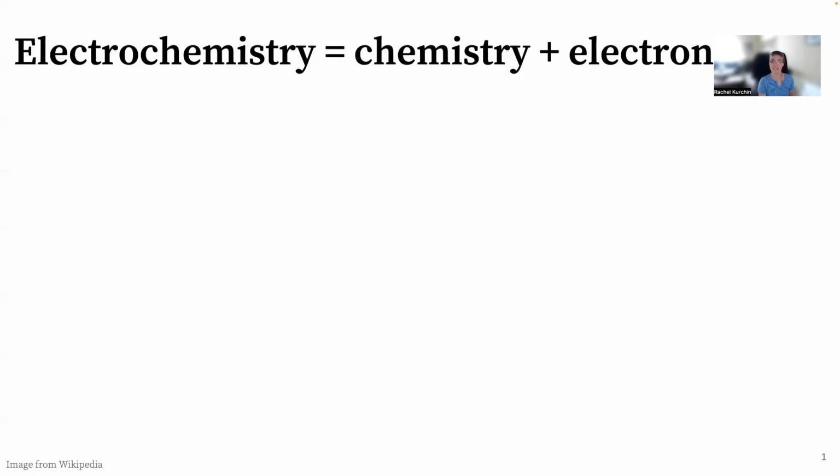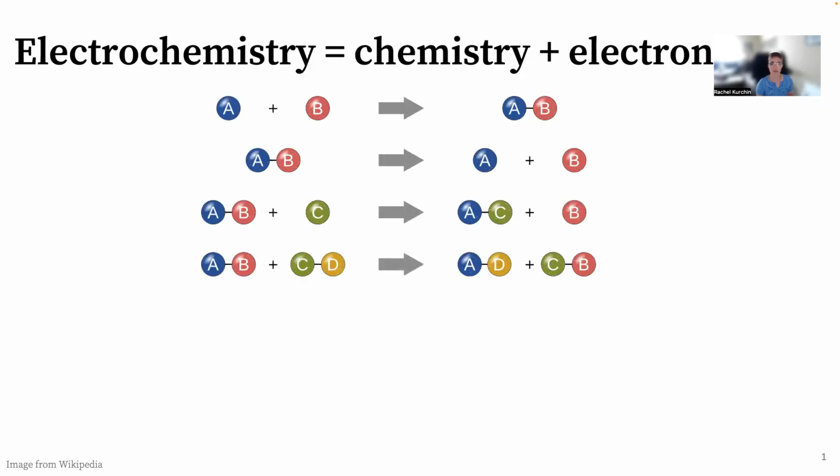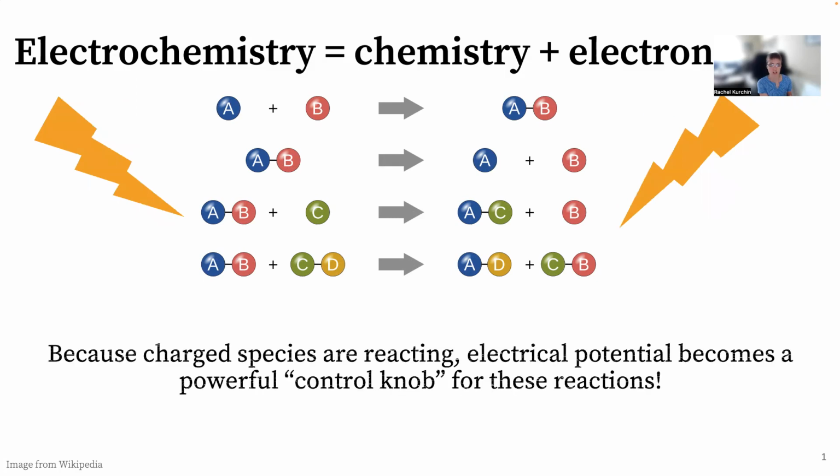So this is obviously not a science conference, but this is a very science-oriented package. I'll try to keep the technical details to a minimum. And the main thing important to understand here is what is electrochemistry? Electrochemistry is chemistry plus electrons. So here's a diagram from Wikipedia on different types of chemical reactions. And the important thing with electrochemistry is that some of these species are charged. Some of them are electrons, some of them might be charged ions. And because of this net electrical charge, the electrical potential becomes a really powerful control knob for these reactions.